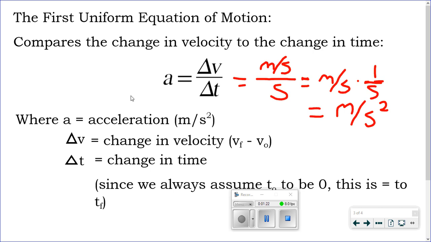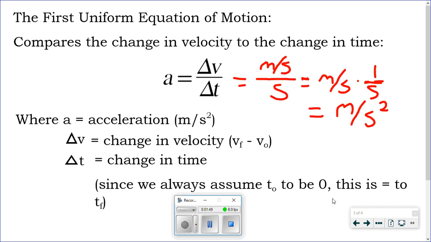Label this equation as the first equation of motion. A equals delta V divided by delta T, where A is acceleration in meters per second squared. Delta V is the change in velocity: final velocity minus initial velocity. Remember, this is the symbol for initial, so V naught. And delta T is the change in time. Since we always assume we start the clock at 0, we assume that the change in time will always be equal to TF, or the final time. Pause the video at this point. Make sure that equation is in your notebooks.